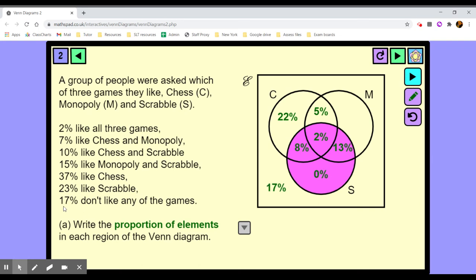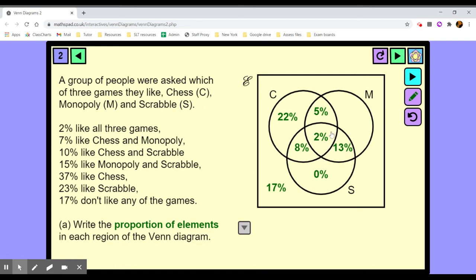And then the last bit of information is 17% don't like any games. So the 17% will be on the outside of the circles. And then we just need to make sure that it all adds up to 100. So if you grab your calculator and check, you'll hopefully notice that that adds up to give you 67%.